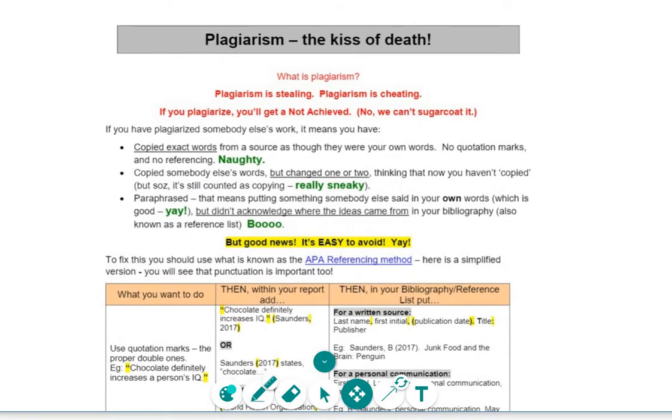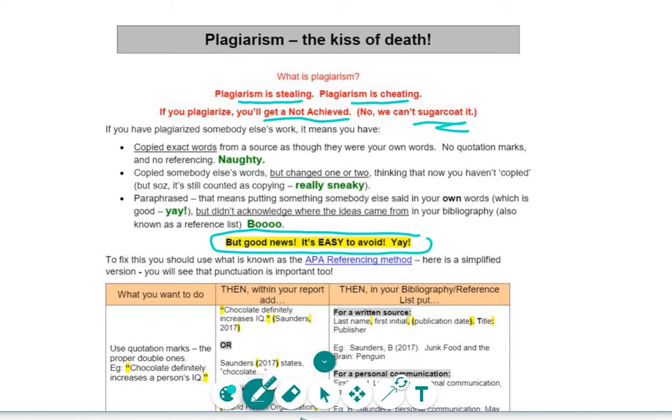Page 20, plagiarism, the kiss of death. All right, you know about this, and yet still kids try it on. Do not do it. Plagiarism is stealing. Plagiarism is cheating. If you plagiarize, and I'm talking a sentence, you're likely to get a not achieved. So there's no sugarcoating it, and there's actually no need to do it. As it says here, good news, it's easy to avoid.